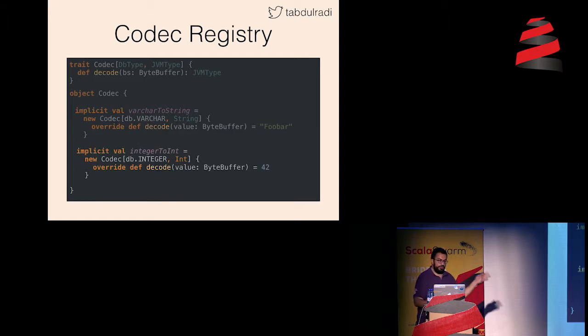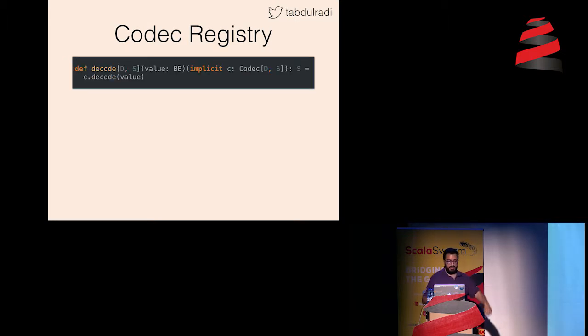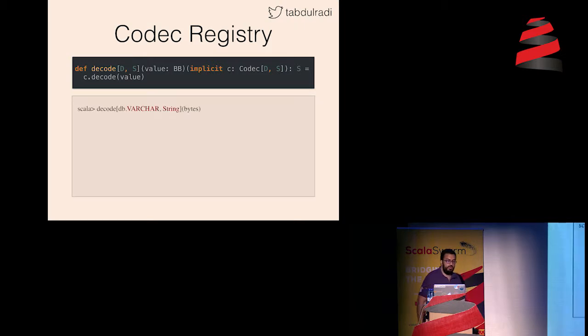Do the same for integer to int, and eventually all the combinations should have instance defined here. In order to use this codec, I will define a helper function called decode, accepting two type parameters, D for database type, S for Scala type, the value BB, the byte buffer, and an implicit instance of codec. We'll see how to use this right now.